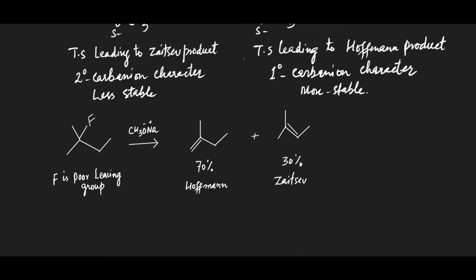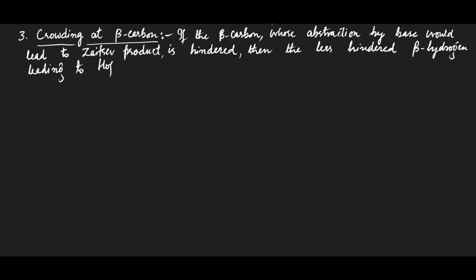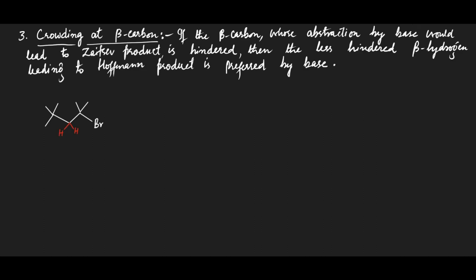On similar grounds, one can explain why compounds having ammonium or sulfonium groups as leaving groups give Hofmann elimination. The third condition is crowding at the beta carbon. If the beta carbon, whose abstraction by base would lead to the Zaitsev product, is hindered, then the less hindered beta hydrogen leading to the Hofmann product is preferred by the base. For example, consider this alkyl bromide. It has two different beta hydrogens. These red beta hydrogens are bonded to a secondary carbon, and these green beta hydrogens are bonded to a primary carbon.